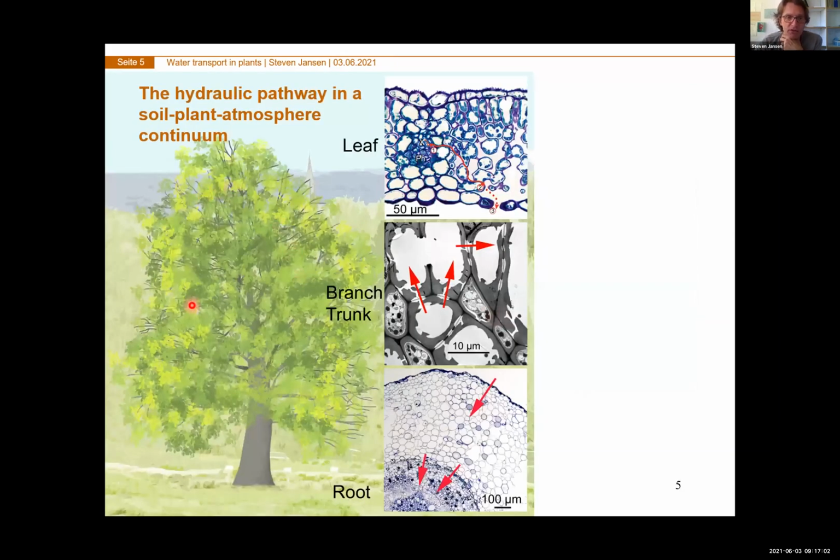A plant, or this tree here, and this is Bertie again, is obviously a porous medium, standing anchored in another porous medium, the soil, and its crown, the leaves and the branches, are exposed to the atmosphere, a free flow domain, right? I'm showing here three cross sections: a section through a root, a branch or a trunk, and a leaf.